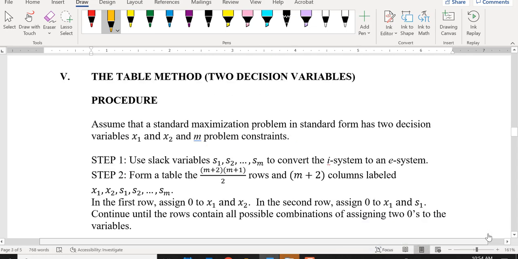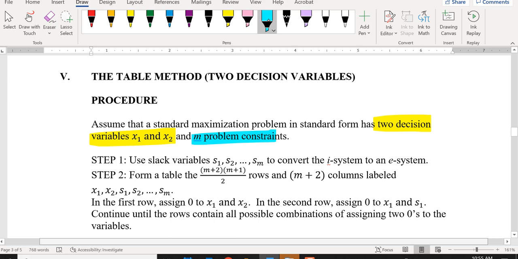Okay, the table method with two decision variables. Assume that a standard maximization problem in standard form has two decision variables, x1 and x2, and it has m constraints. So those are the inequalities, right? Okay, step 1, use slack variables to convert from the I system to the E system.